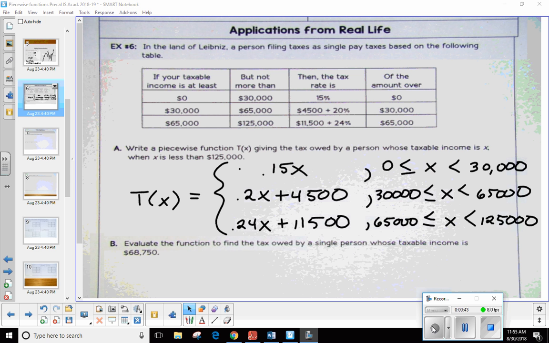You'll notice on the back one and the front board, I've got the classification hierarchy that we have there. You'll have some domain and range, piecewise functions. That's pretty much what to expect.